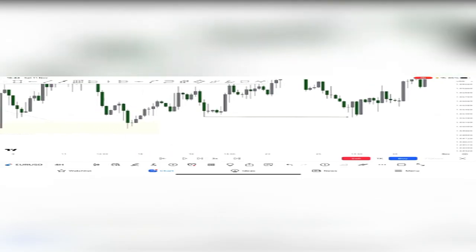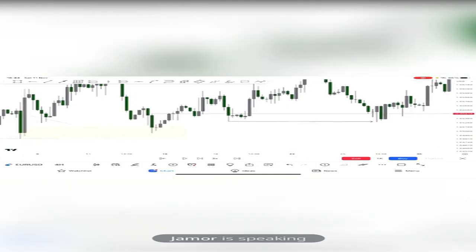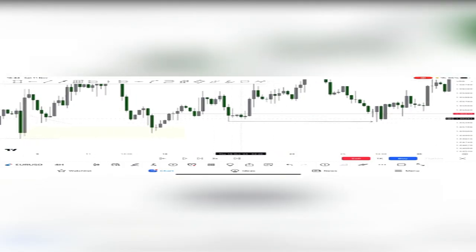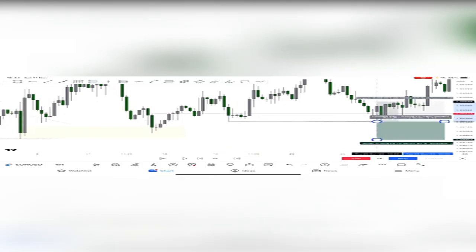And then we have this serving more like an inducement because it did not tap into any major POI. But you could count this as a POI, but the type of liquidity wasn't enough for it to hold. But then this type of candle normally does tiny sweeps like this.